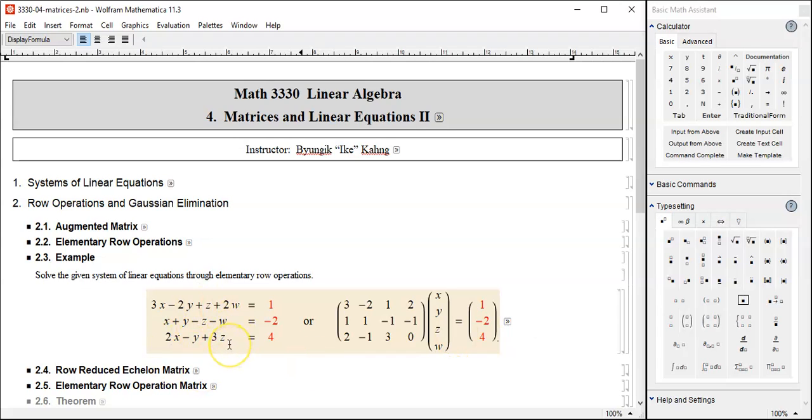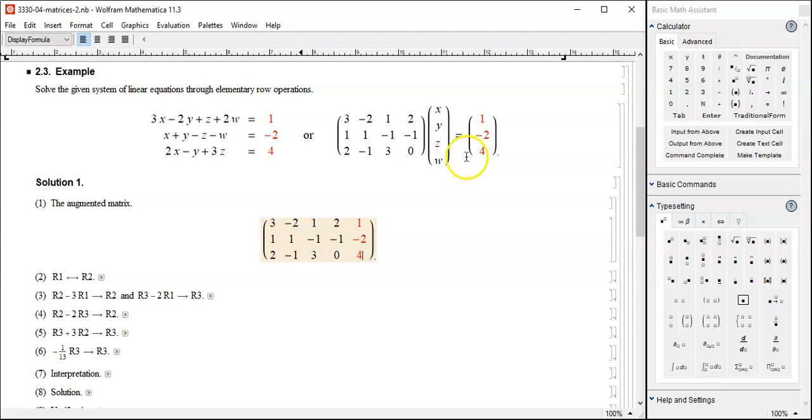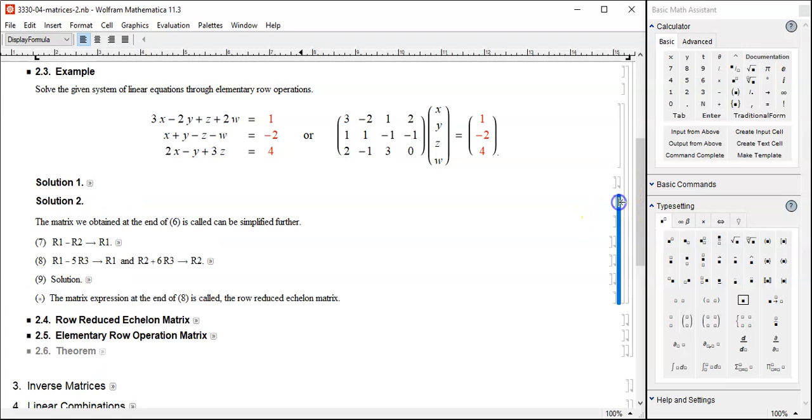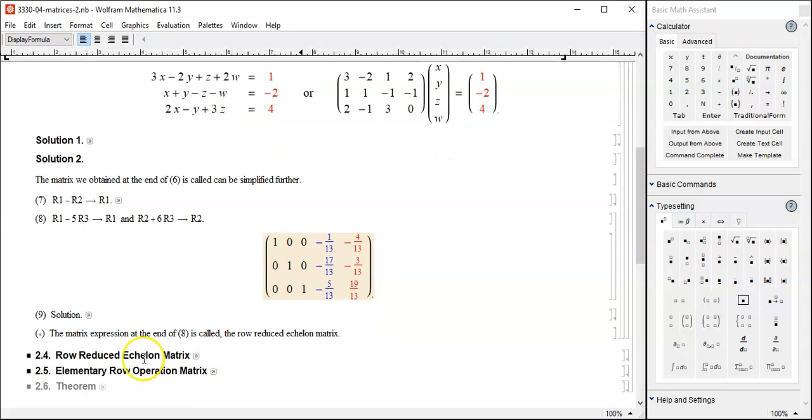So we started from a traditional form and then changed it into a vector equation and then reduced it further into an augmented matrix, which is just a shorthand of that one as a matter of fact, and then applied elementary row operations multiple times. Eventually we got to some simpler matrix like this. And this kind of matrix is called a row-reduced echelon matrix.